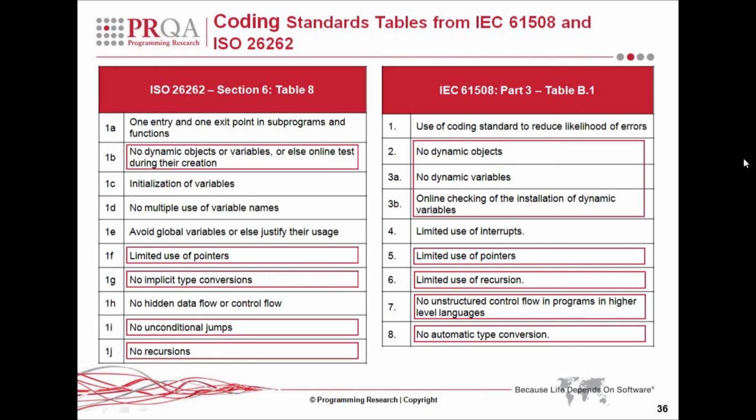If I turn all of those on together, you'll see how most of the things that were taken from the IEC 61508 have been used in ISO 26262, and lots of things have been added into the ISO 26262 Table 8. Number 1 is just the use of coding standards, and number 4 is a limited use of interrupts. And this is more of a hardware thing.